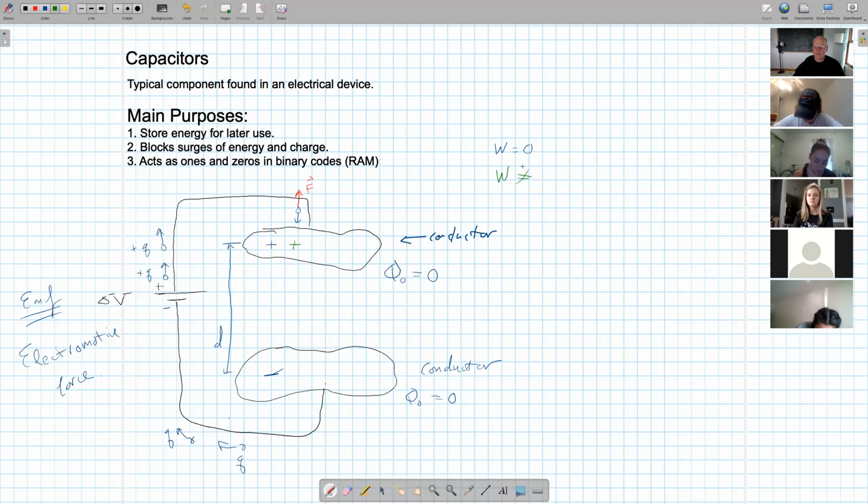So now the work to put the first charge on here was 0, but to put the second charge is non-zero because now I have to overcome that Coulombic repulsion.